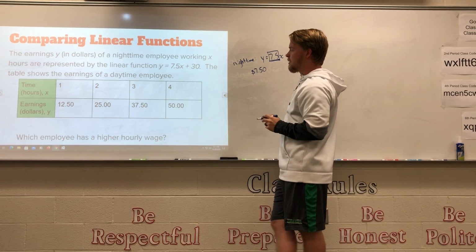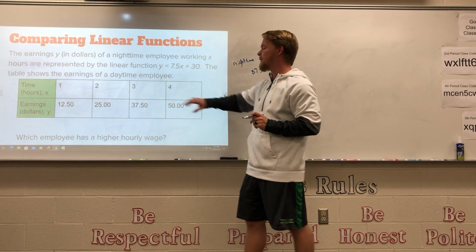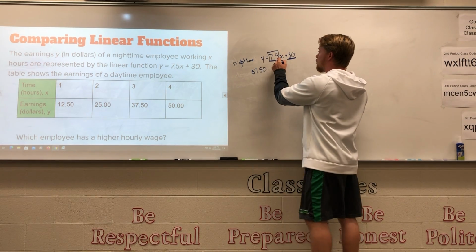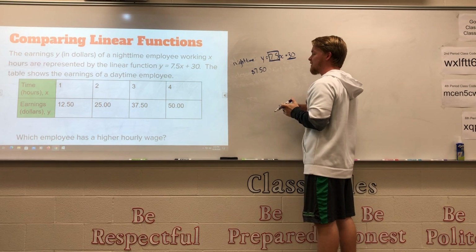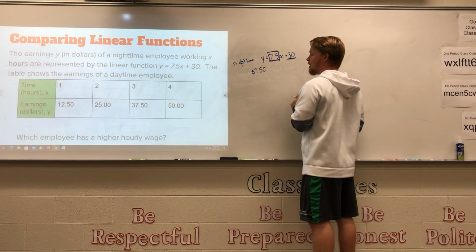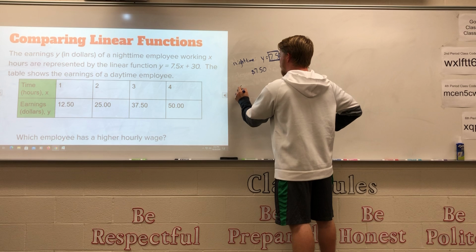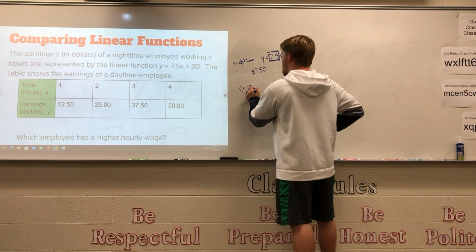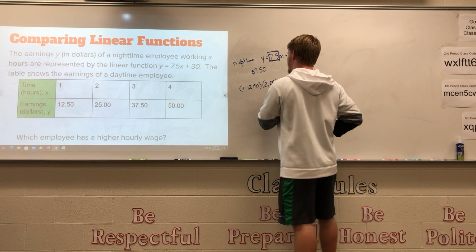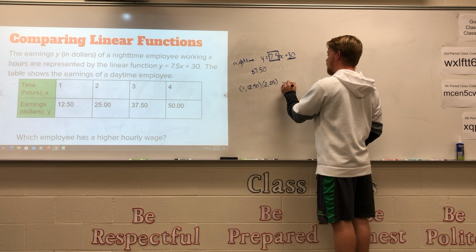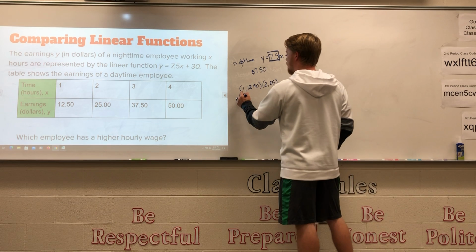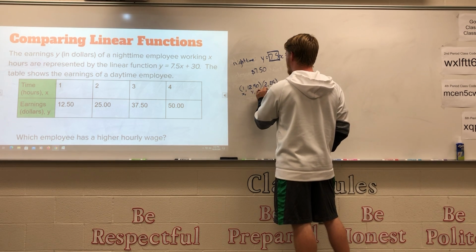So then we're given a table for the daytime employee, and again, we're trying to find slope, because we're trying to find the change in earnings over the change in time. So we can do it like we always do. Take 2 points from that table, 1, 12.50, and 2, 25, and we're going to use our slope formula, y2 minus y1 over x2 minus x1. x1, y1, x2, y2.